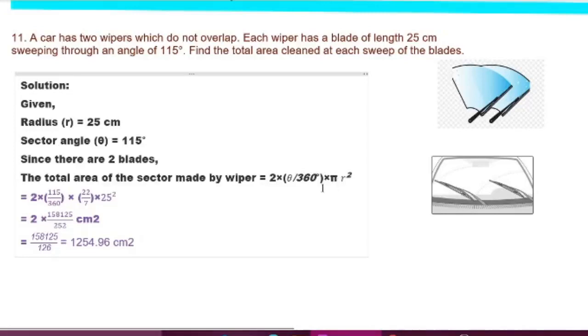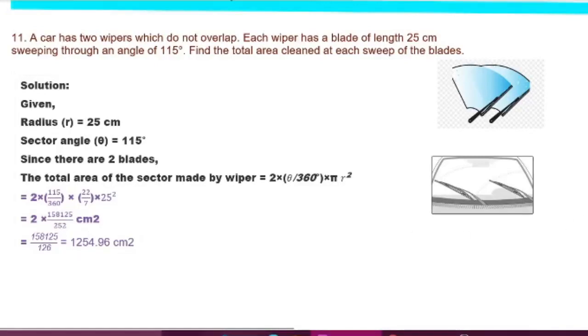Now we can substitute the values of theta, pi and r. Then we will get 2 into 115 by 360 into 22 by 7 into 25 square. Simplify this, you will get 158125 divided by 126. That is equal to 1254.96 centimeter square. So this is the area cleaned by the two blades of the wiper.